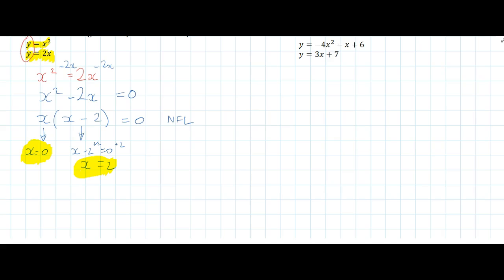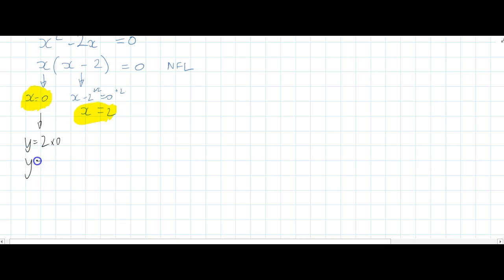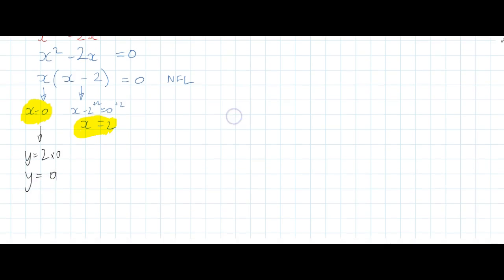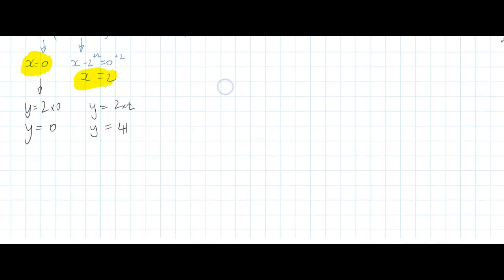So let's do the second one because that's probably the easiest. y equals 2x. If I make x equals 0, that becomes y equals 0. In this one, y equals 2 times 2, so y equals 4. So my 2 intersecting points are at 0, 0 at the origin, and 2, 4.